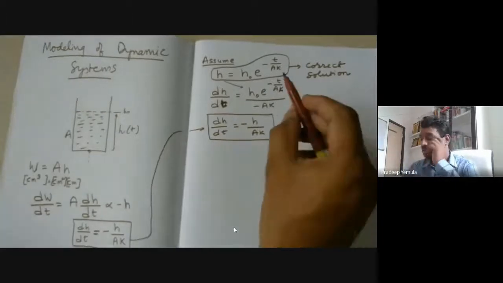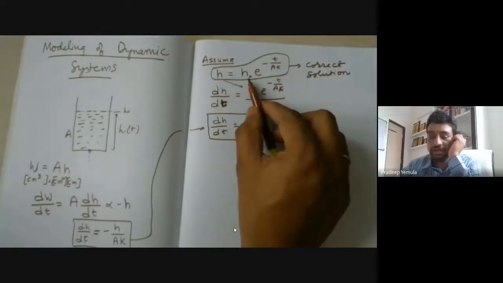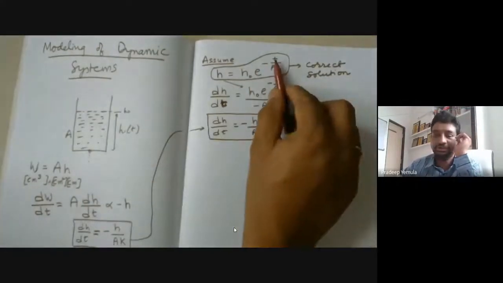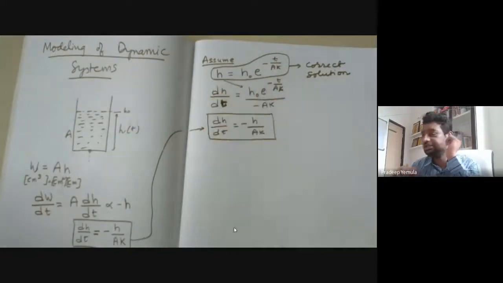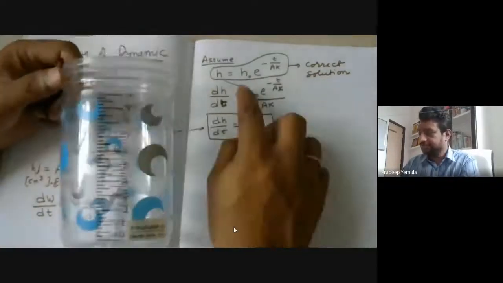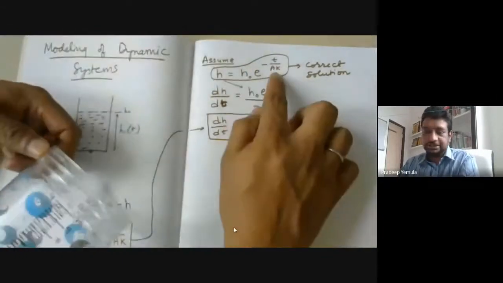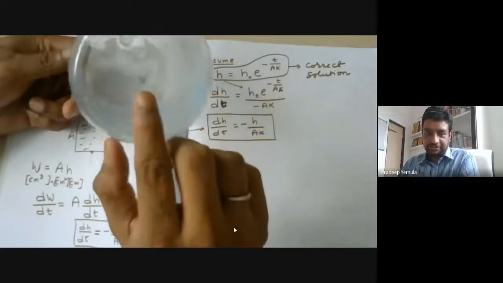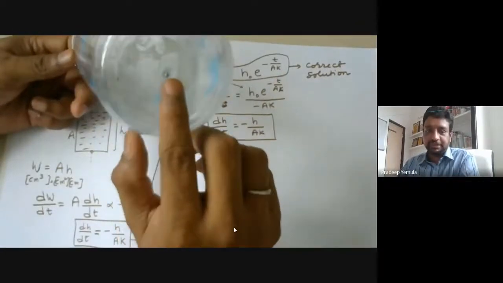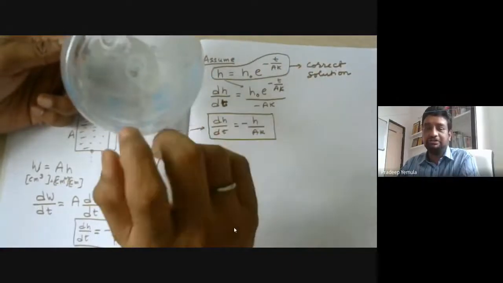So now, I have to determine the value of A and K, and I have to determine the value of H naught. Now H naught is what? When t equals 0, whatever the height is, that is H naught, the initial height. Whatever initial height I keep when I fill this water in, that I know. A is the area of cross section, I can measure it, and K is the constant which depends on the size of this particular hole. If the hole size is changing, then the K value will be changing.